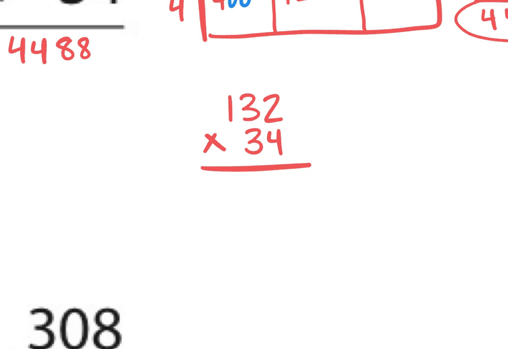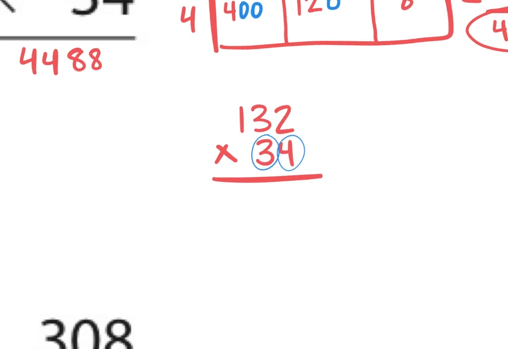So our goal here is to multiply every factor in the bottom number by every factor in the top number. Now, we cannot multiply factors that are in the same number. For example, we are not going to multiply 2 times 100 because they are in the same number. We're going to multiply all of the parts of 132 by all of the parts of 34.